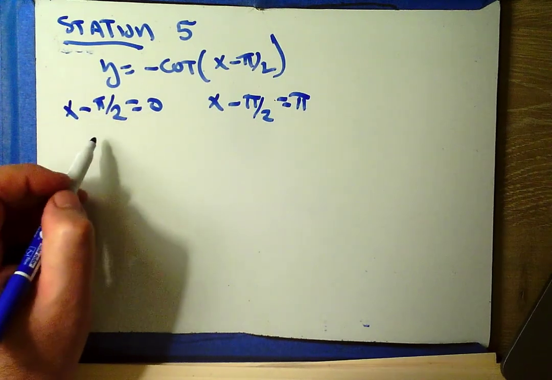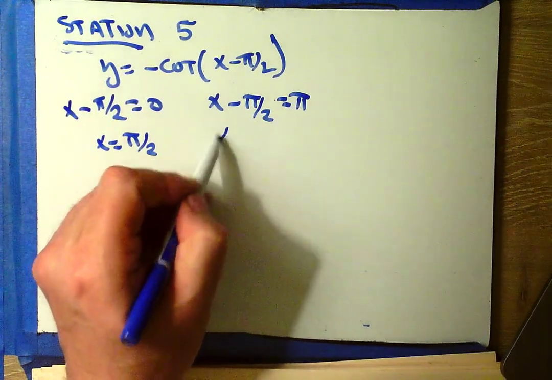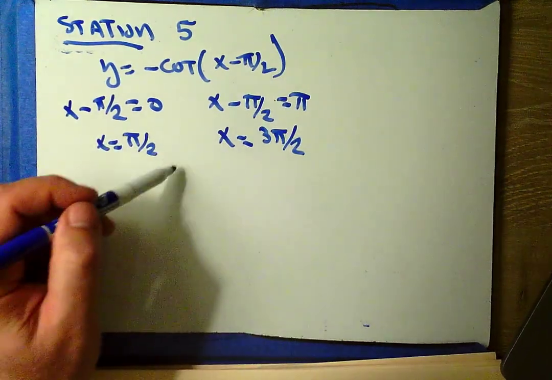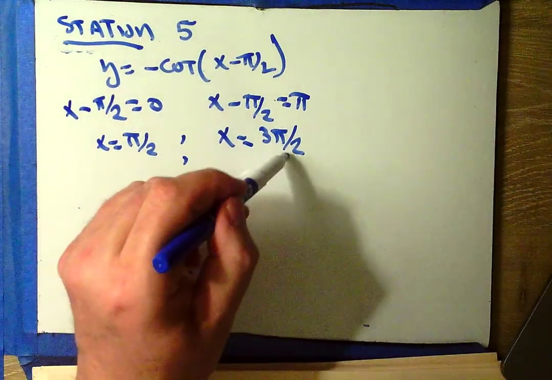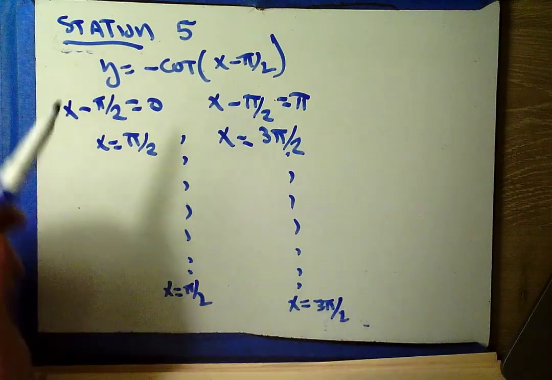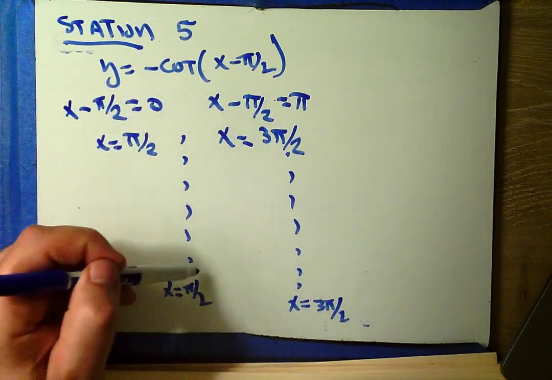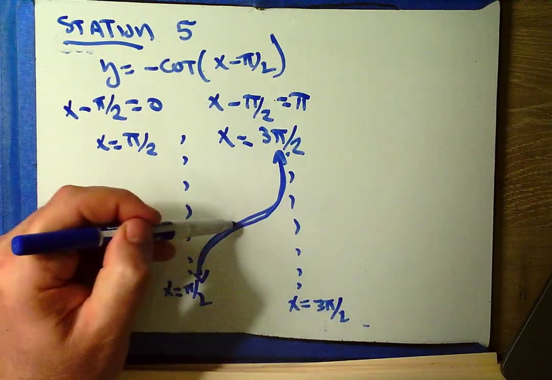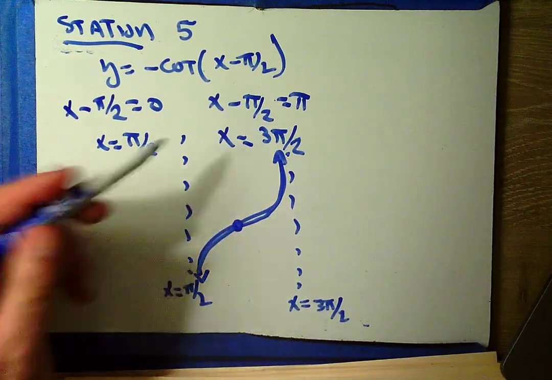So my graph here starts at x equals pi over 2 and ends its period at x equals 3 pi over 2. Remember, this is where the vertical asymptotes are located. We've got a vertical asymptote at x equals pi over 2 and another at x equals 3 pi over 2. Now, if it were cotangent, my graph would look like this. But this is negative cotangent, so it's going to have that tangent shape to it.